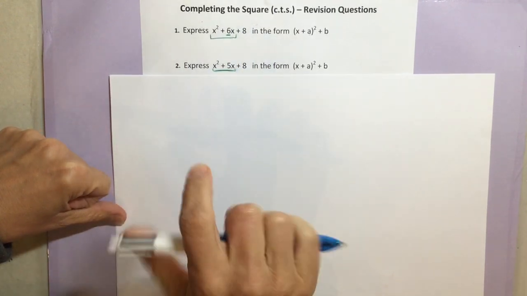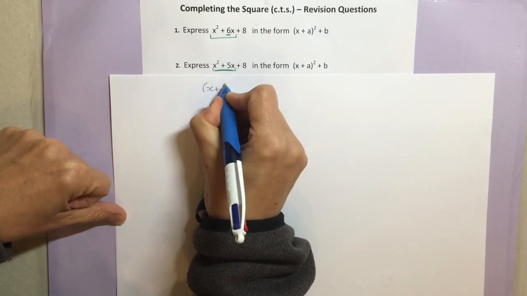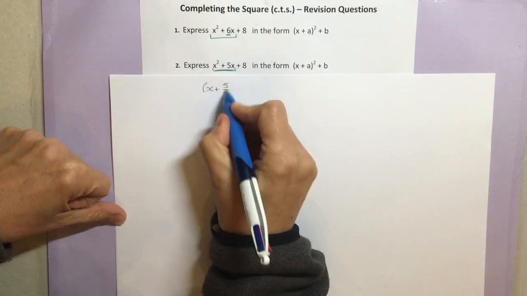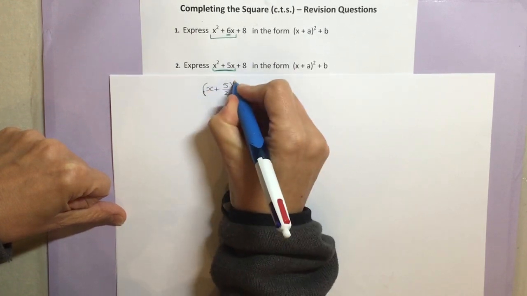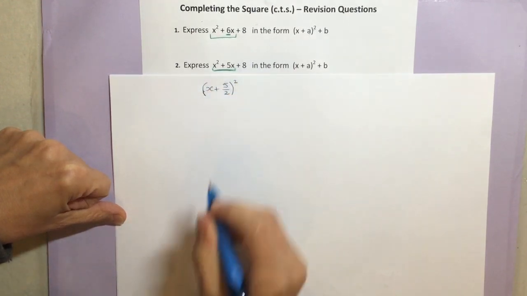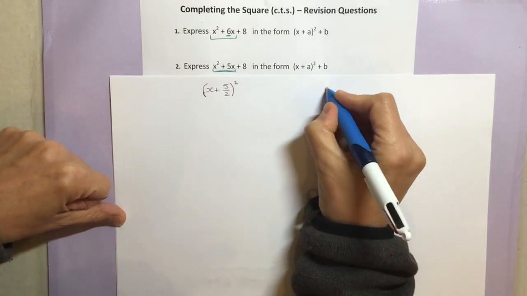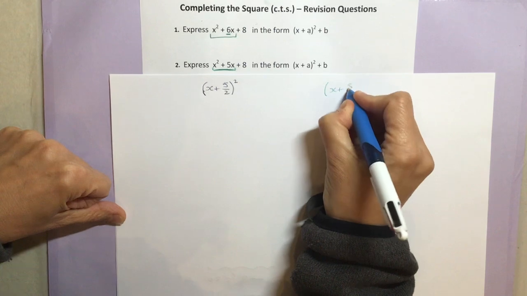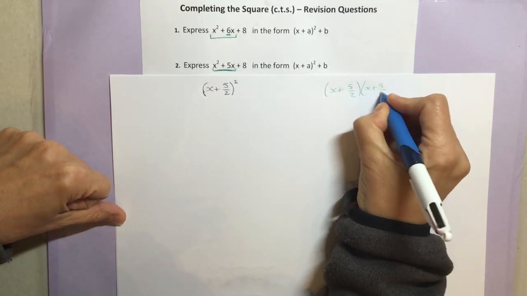Okay, so I'm looking to complete the square to get this expression. So I've got to halve the 5. That's going to give me x plus 5 over 2. If you want to write that as 2.5, that's fine, but I'm going to leave it as 5 over 2 squared. And I know I just said I wasn't going to square my bracket out, but I am going to do that on this one. So x plus 5 over 2 squared times the x plus 5 over 2.